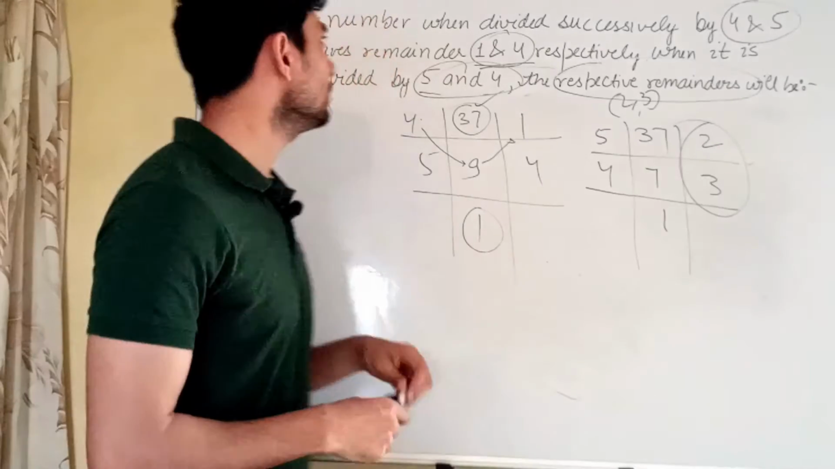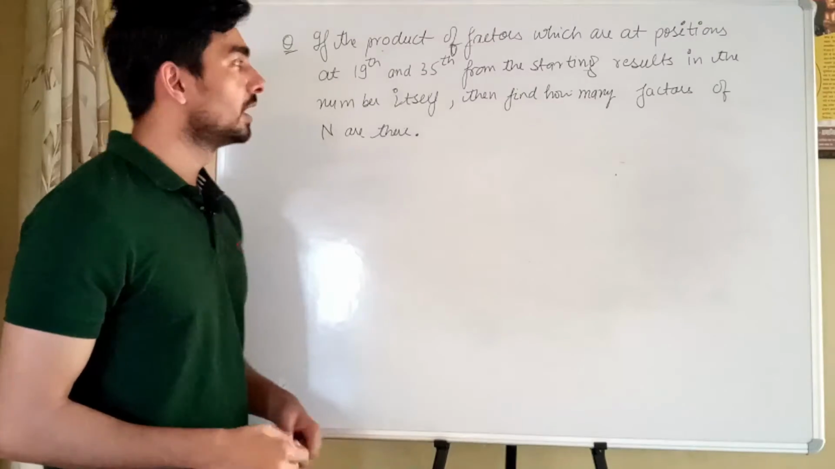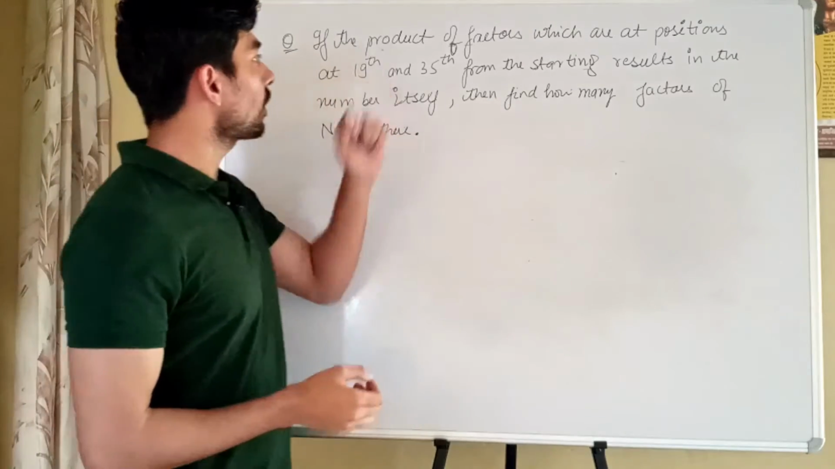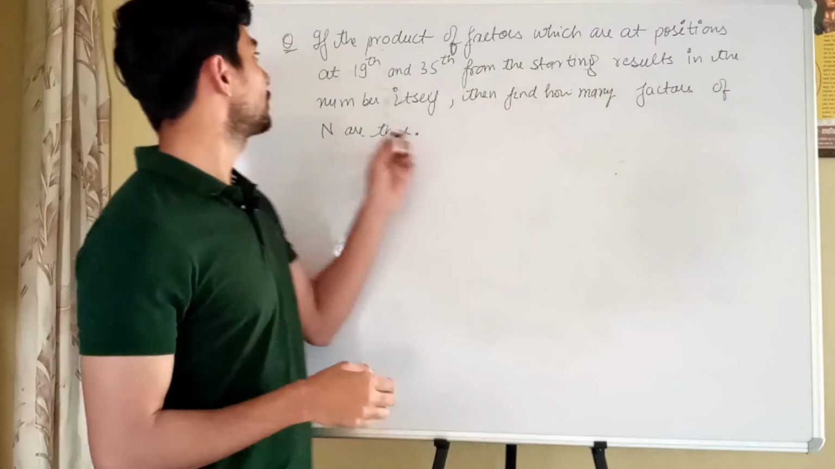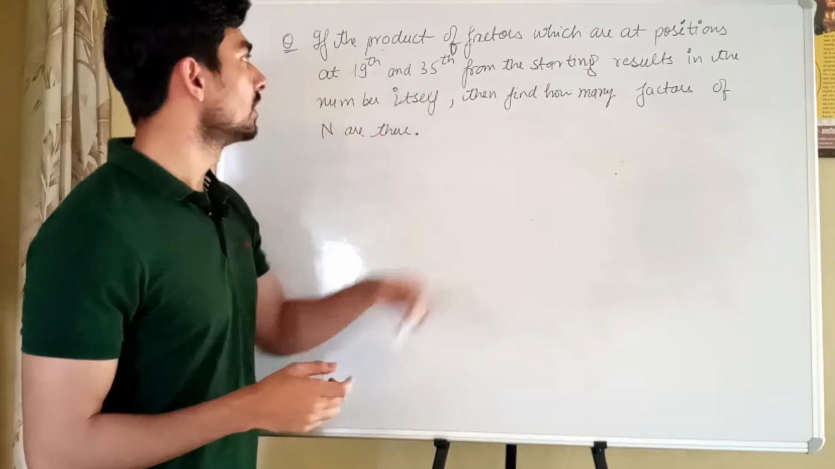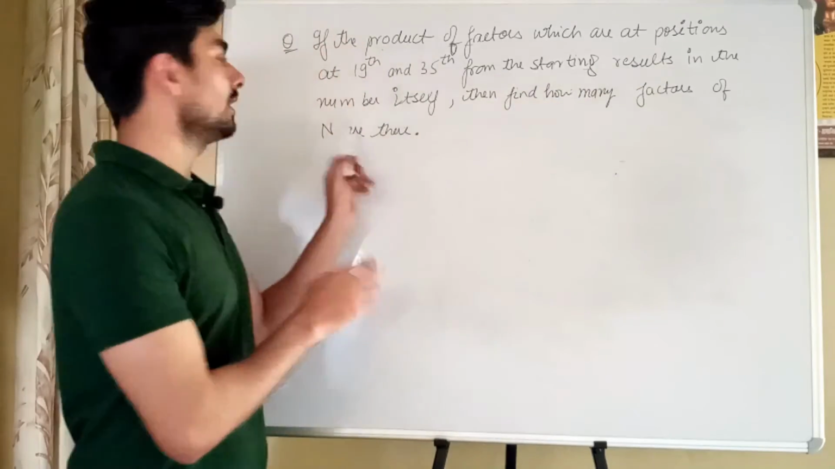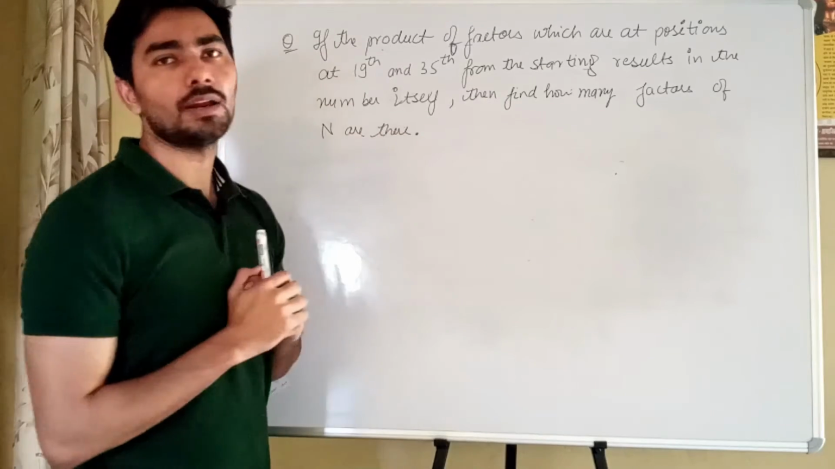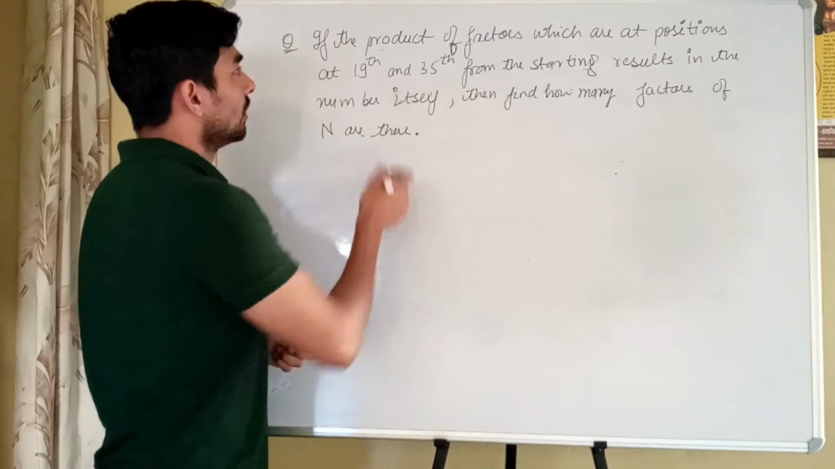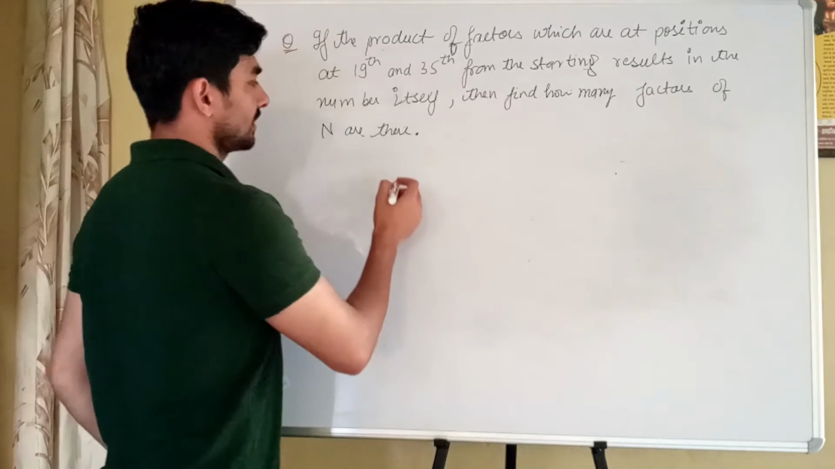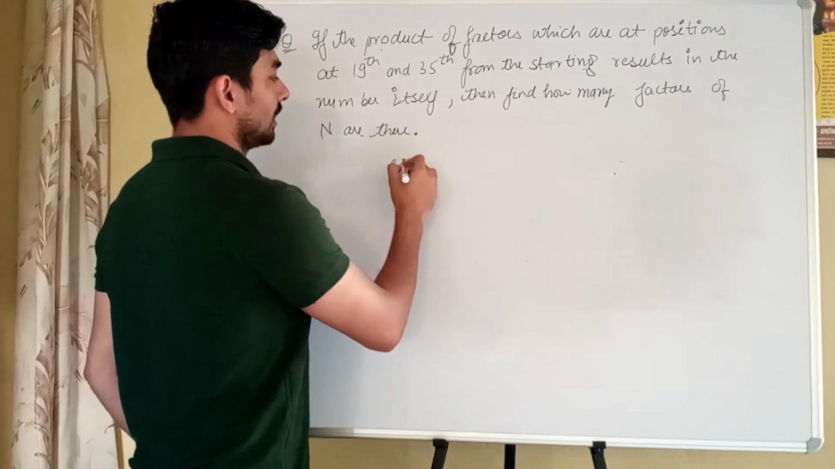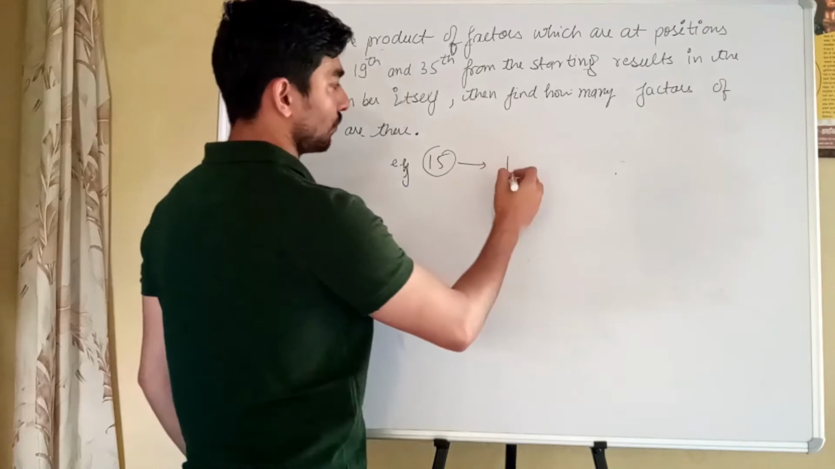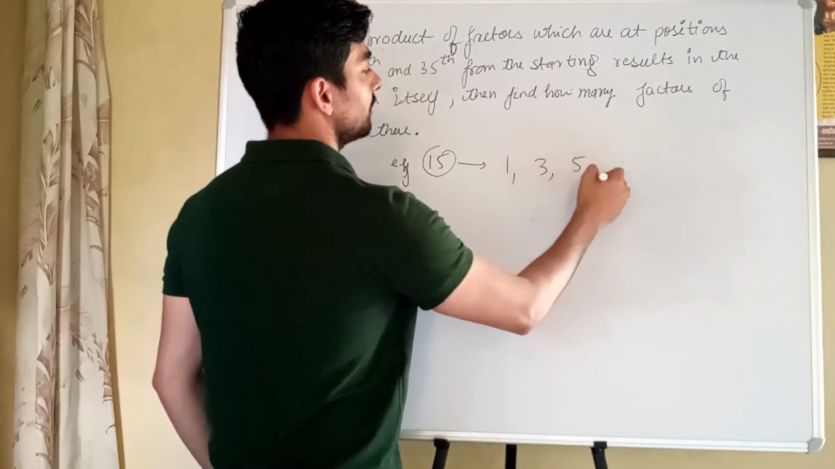Let's move on to the next question. What is our second question asking? Here's our second question. If the product of the factors at the 19th and 35th positions from the start results in the number itself, then find how many factors n has. So what is this question saying? Let's understand by taking an example. If I have the number 15, what are the factors of 15? 1, 3, 5 and 15.